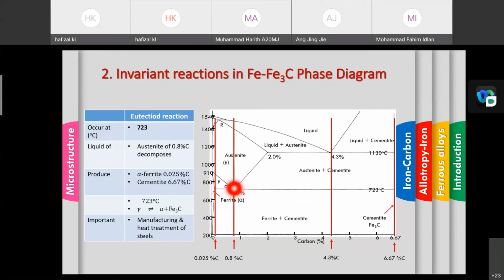Mainly we can get the information on the composition of alpha ferrite, which is 0.025 here, and at this point, we have cementite at the composition of 6.67. The important thing to understand is that this area is the steel area, because we can manipulate it through different heat treatments, applied at different temperatures.